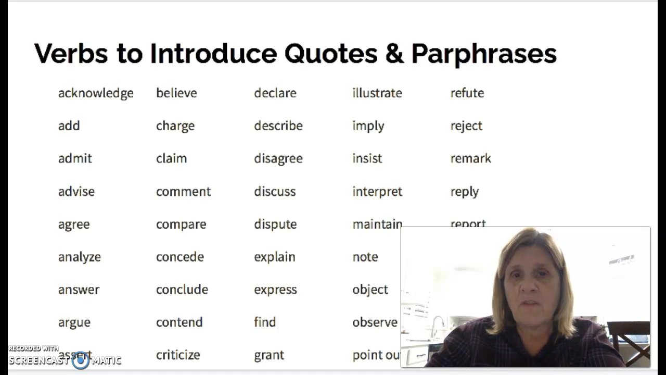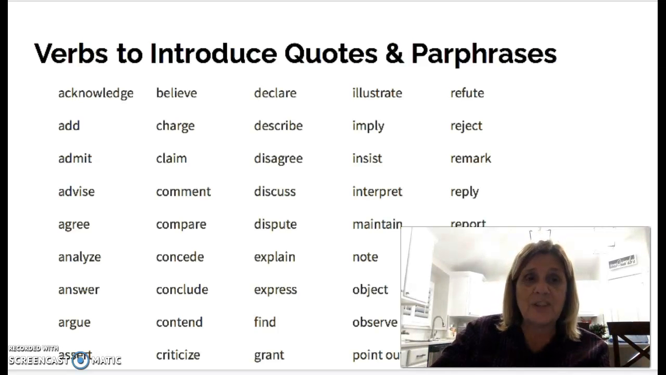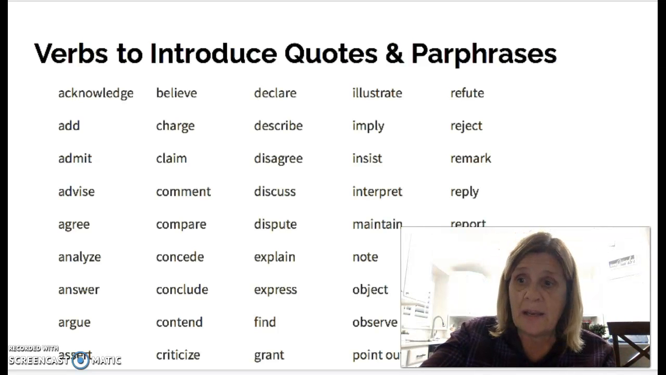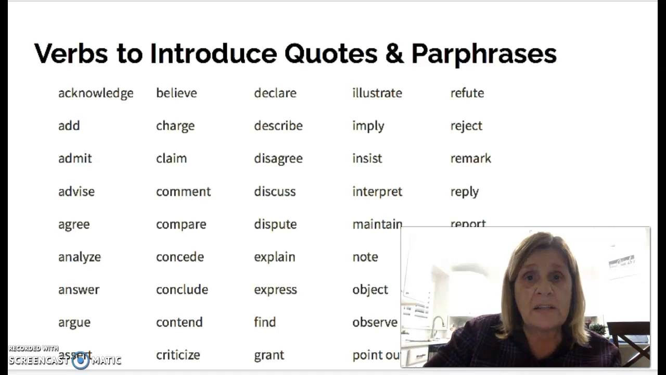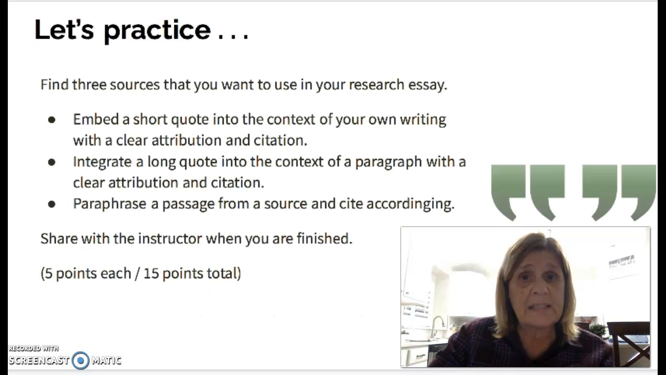This slide goes over verbs that help you to introduce information, quotes, or paraphrases into your writing. These are academic verbs. We've talked about academic verbs a lot in the semester. So here's another list of them. Remember, notice all these verbs are in the present tense.